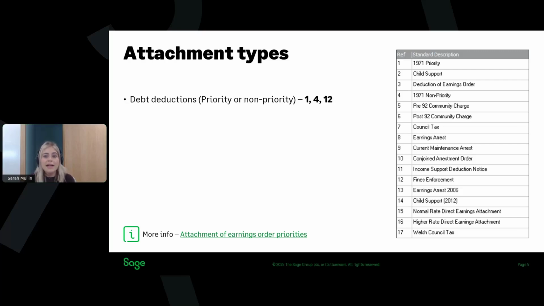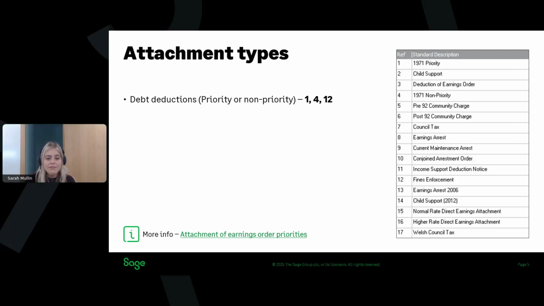So first is debt deductions. Now these are references number 1, 4, and 12. They're classed as priority and non-priority, and that will be made clear on the information that you receive, whether it's priority or non-priority. So the attachment names are 1971 priority and 1971 non-priority, or you've got the fines enforcement attachment as well. So that is an attachment that has tables to calculate the amounts, but we'll talk about that a little bit later in the webinar.